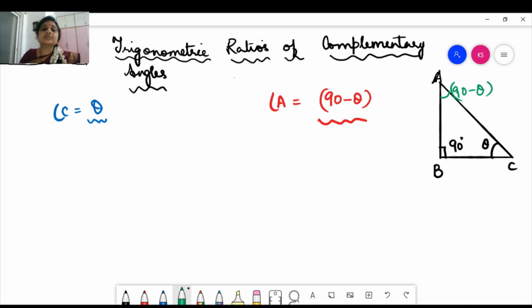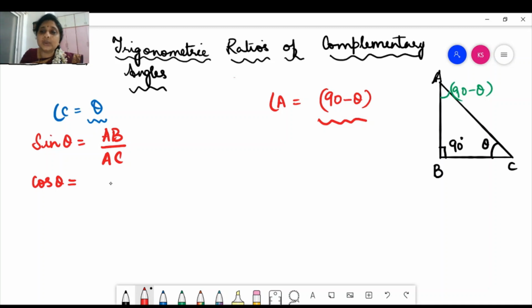Now let's quickly start finding out the trigonometric ratios of these angles. Let's see what sine theta is. Theta angle is here, it's C. Sine theta is perpendicular divided by the hypotenuse, right? So AB by AC. Similarly, cos theta is equal to the adjacent side of theta divided by the hypotenuse. And then tan theta is nothing but the opposite side, the perpendicular, divided by the adjacent or the base, right?